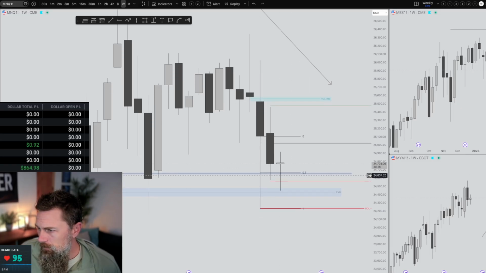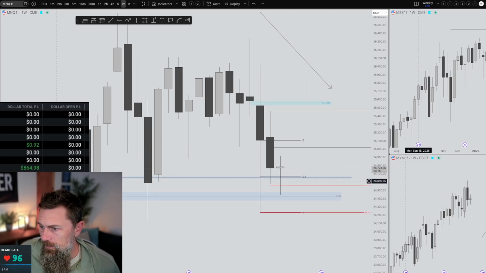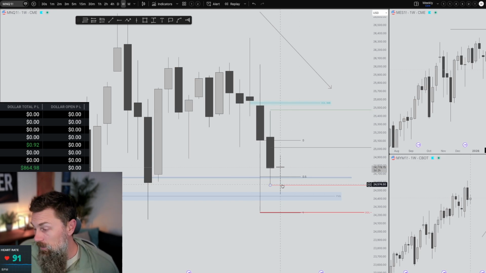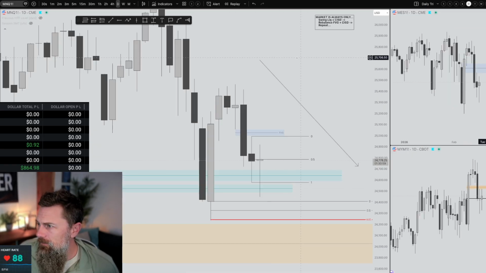We do have these levels of support, this fair value gap and this fair value gap right here, that keep kind of supporting price. So paying attention to those, but nonetheless still overall bearish. Previous week's low has been swept already. And what are we at, Tuesday? So with that in mind, we're going to dive down to the lower time frames.